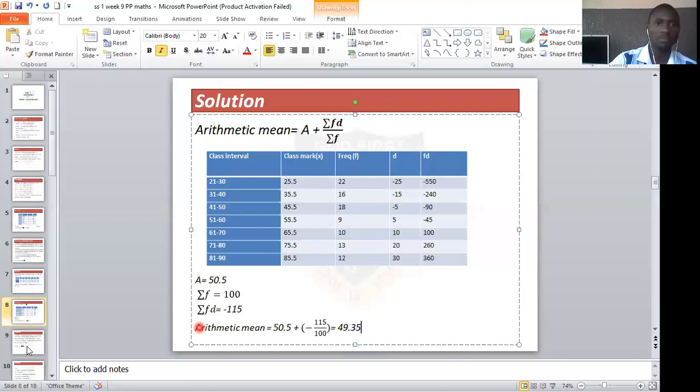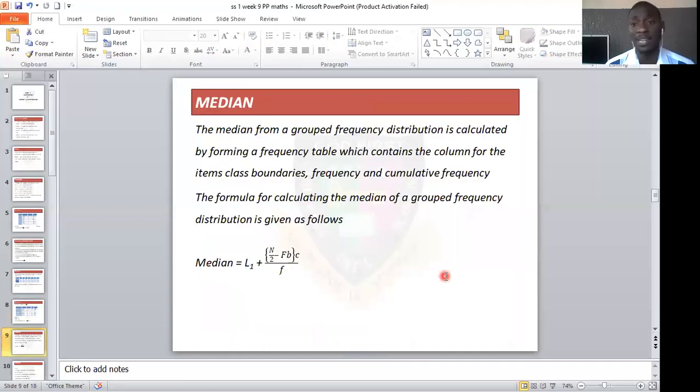So we go to the next thing, which is the median. This is how to calculate the median for grouped data. Read the note. The median from a group frequency distribution table is calculated by forming a frequency table which contains the column for the items. Note this: to calculate the median for group data, you must have these items in your frequency distribution table. That is the class boundary. You know how to calculate your class boundary: subtracting 0.5 from the lower class limits and adding 0.5 to the upper class limits. Your frequency, and the cumulative frequency. Everything must be in your frequency distribution table in order to calculate your median.